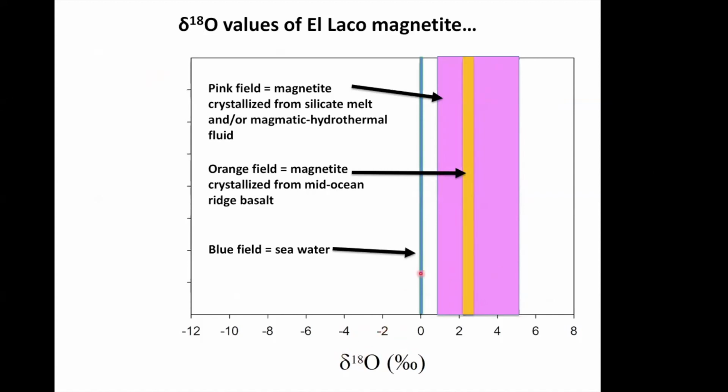And then I've got three fields here. The field at 0 represents the delta 18O composition of magnetite that would be in equilibrium with seawater. Then we have the pink field, which is the delta 18O composition of magnetite if it crystallized from a silicate melt or a magmatic hydrothermal fluid. So think intermediate to evolved silicate melts. And then the orange field here in the center of the pink field would be the delta 18O composition of magnetite crystallized from mid-ocean ridge basalts.